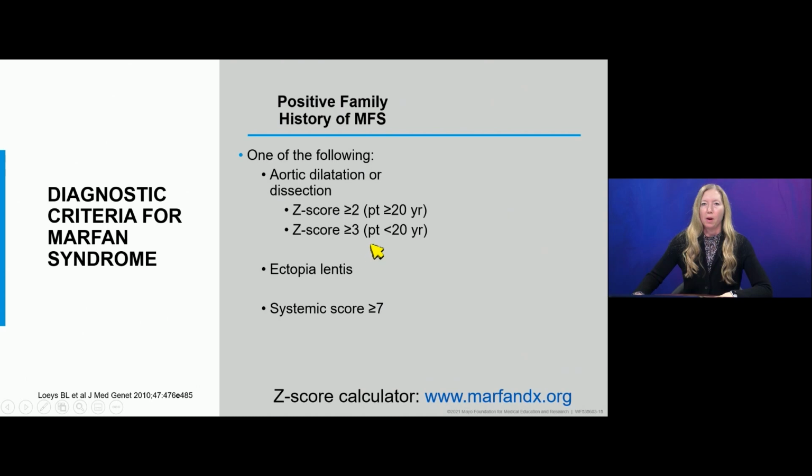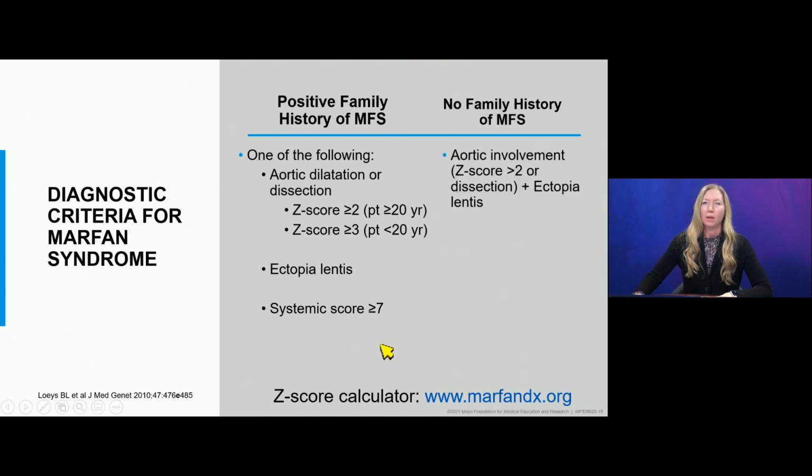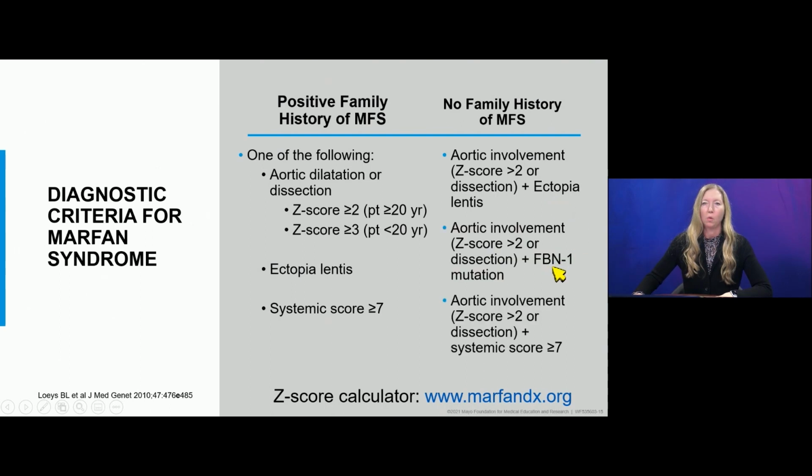If you don't have this, you also look for ectopia lentis. So this is a dislocation of the lens of the eye. It's a very specific finding in Marfan syndrome, or a systemic score greater than 7, and I'll go through this on the next slide. Now, if you're seeing a patient who does not have a known family history of Marfan syndrome, but you're suspicious of this disorder, then we look at things like the presence of aortic involvement, so either a dissection or dilatation, plus a dislocated lens in the eye, aortic involvement and a pathogenic fibrillin mutation, or aortic involvement and a systemic score greater than 7.